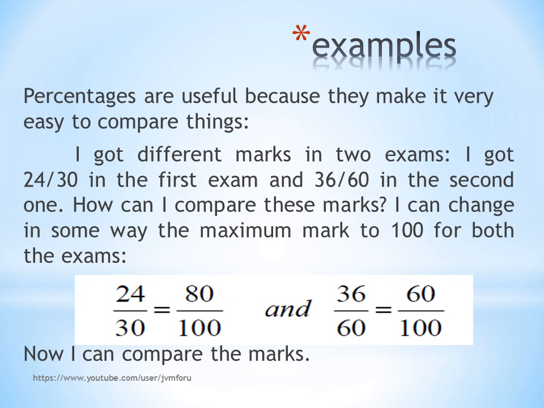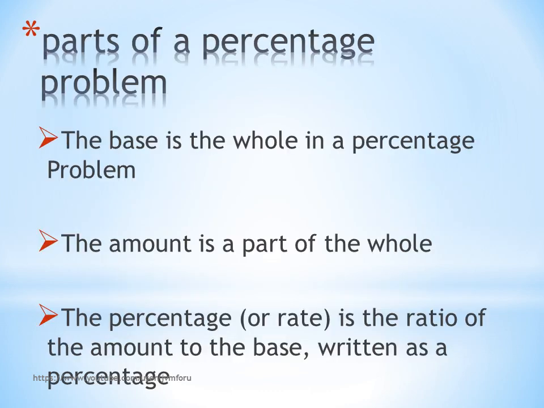24 divided by 30 into 100 gives 80 percent. 36 divided by 60 into 100 gives 60 percent. Now it can be easily compared, so the first exam is the highest one. Now we come to the conclusion that the first exam is the highest. Likewise, we have to convert whatever dividend and divisor we have into a part of 100. That is called the percentage.